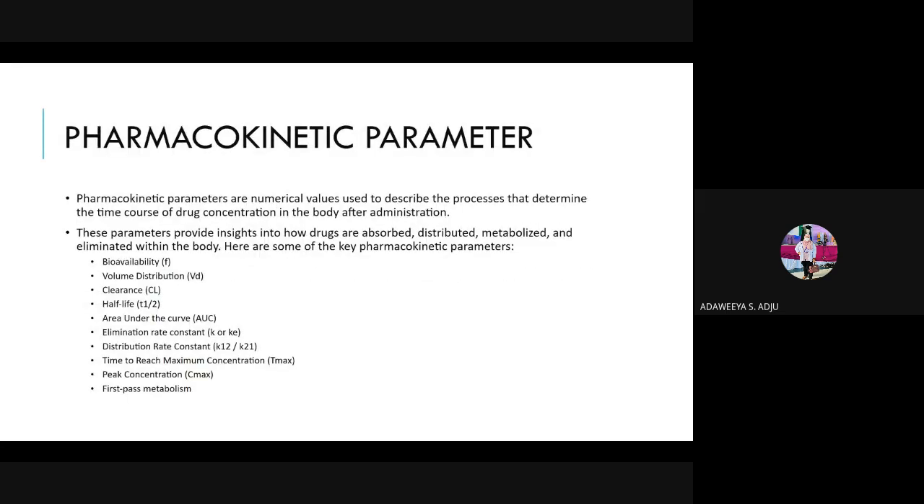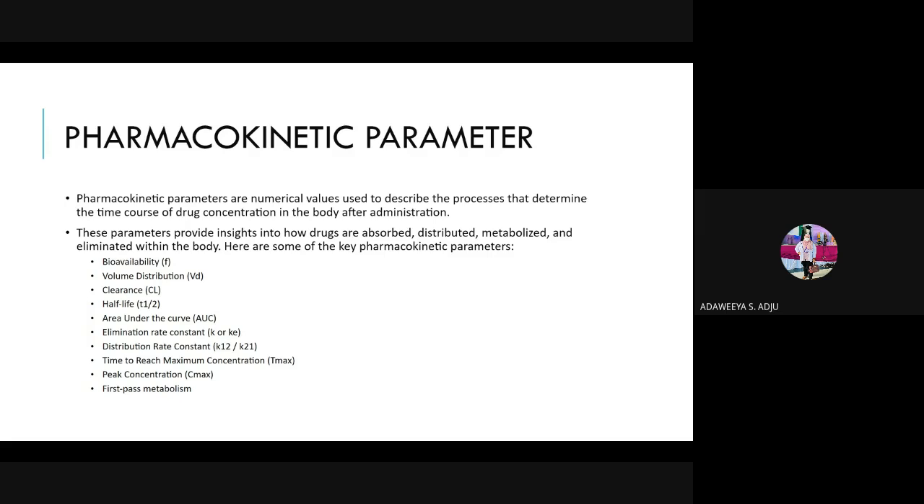Next would be our pharmacokinetic parameters. So what is a pharmacokinetic parameter? These pharmacokinetic parameters are numerical values used to describe the processes that determine the time course of the drug concentration in the body after drug administration. These parameters provide insights into how drugs are absorbed, distributed, metabolized, and eliminated within our body.